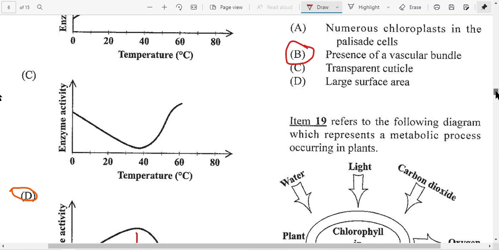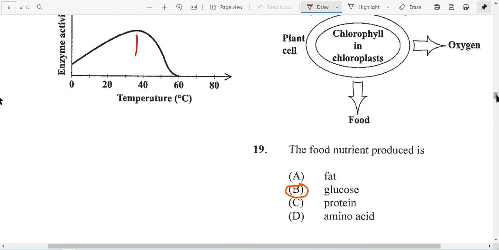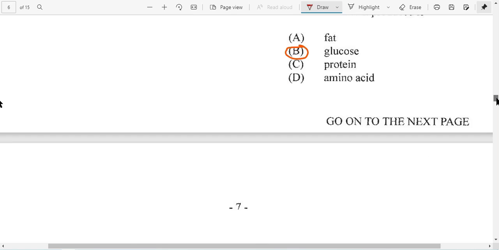Item 19 refers to the following diagram, which represents a metabolic process occurring in a plant. We're seeing here that carbon dioxide and water are moving into the cell in the presence of light, and oxygen and food are given off. I'm wondering what food it is. It's important to note that chlorophyll is in the chloroplast in this plant cell. Now, this is a repeat question. I think it's even on the 2015 specimen paper for the syllabus. The answer here, food material or food nutrient produced, is of course glucose. And remember that the formula for glucose is C6H12O6.